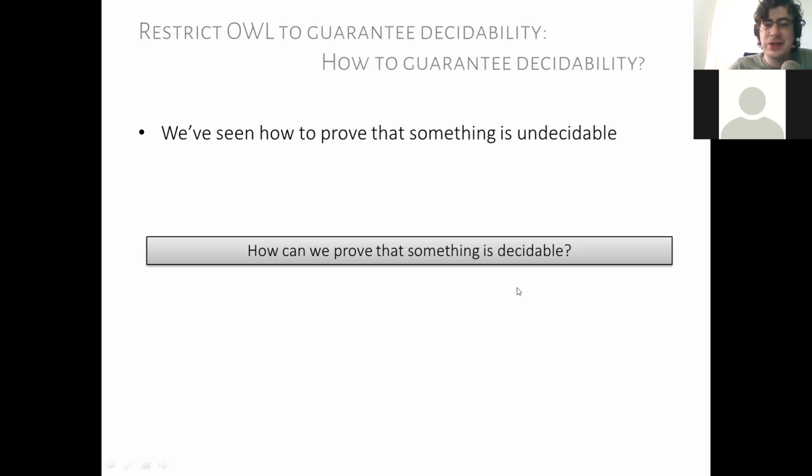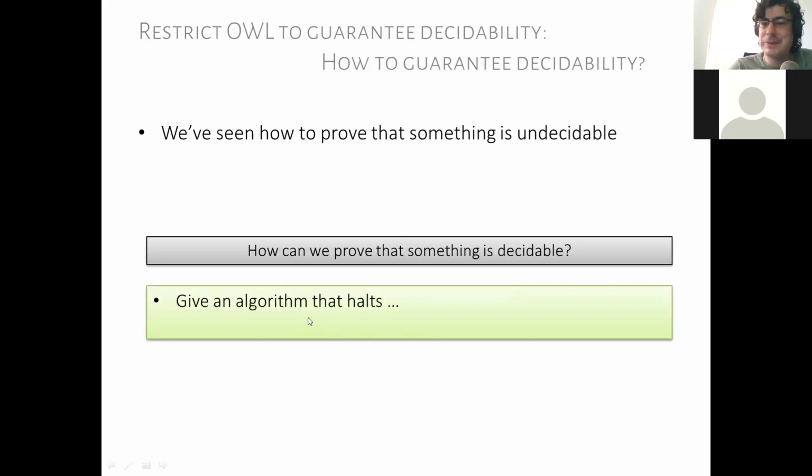So the easiest way in general is just to give an algorithm. So you give an algorithm, you prove that it's complete, it always gives the correct answer, and you prove that it will halt eventually, given enough time and resources. Or you can also use maybe something that's a bit less constructive. So you can use some clever argument that is using some sort of abstract argument.